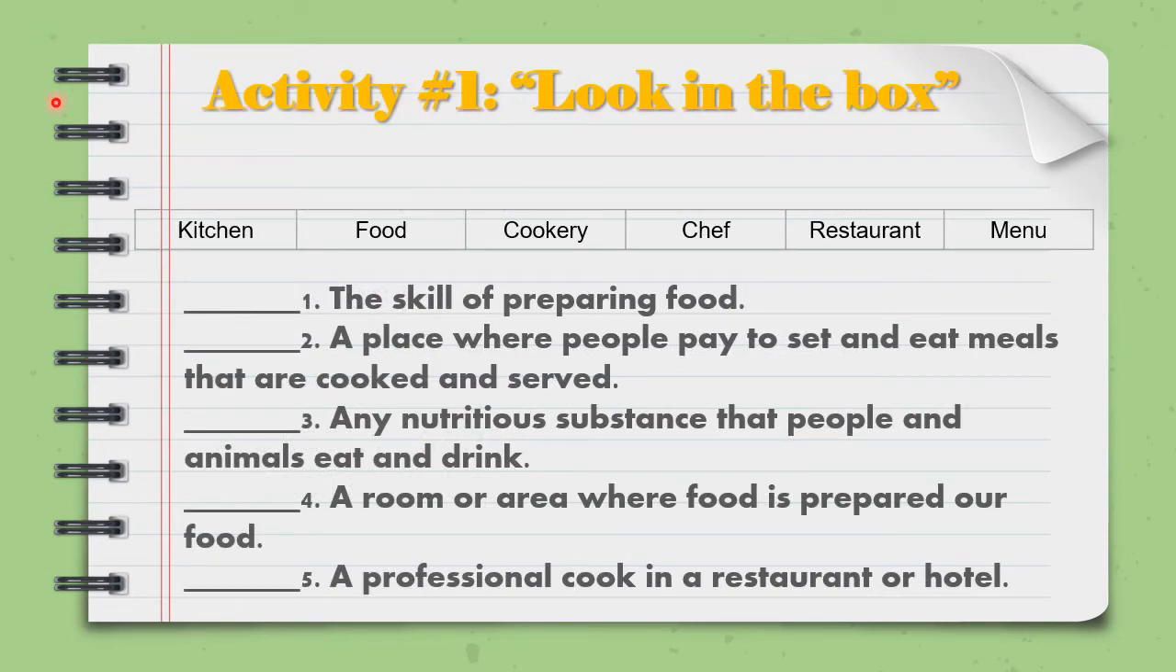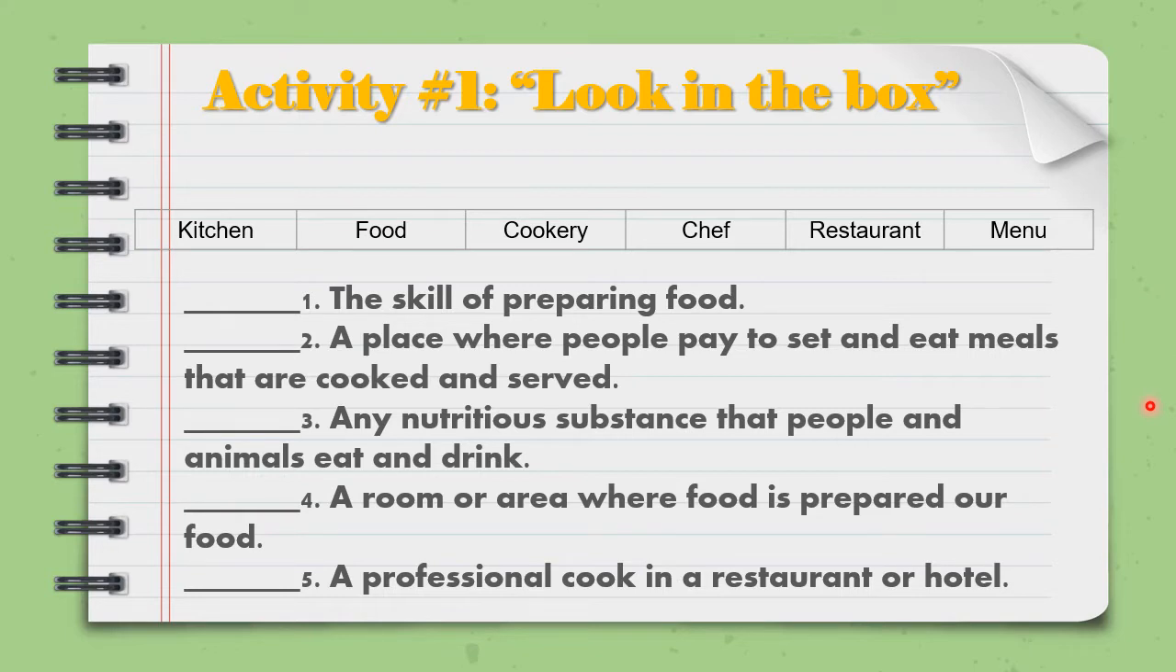Okay, so let's have this first activity entitled Look in the Box. As you can see, class, we have 6 words inside the box. So these are the kitchen, food, cookery, chef, restaurant, and menu. Try to describe the following sentences by choosing the appropriate word inside the box.